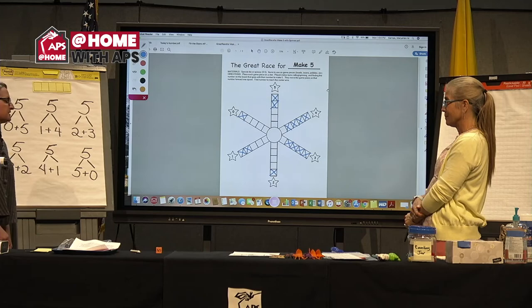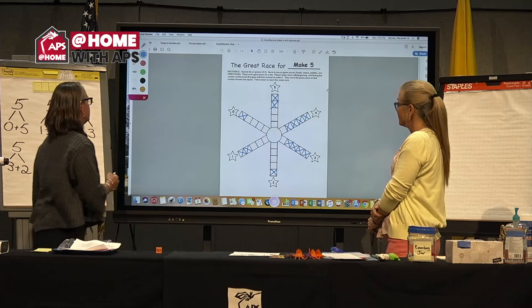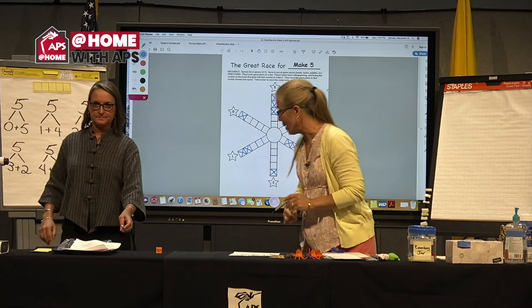I have zero. How many more do I need to make five? Five more, right? Because I don't have any. We'll try one last spin and then we'll have to wrap it up. I spun a four. And so one goes with four.